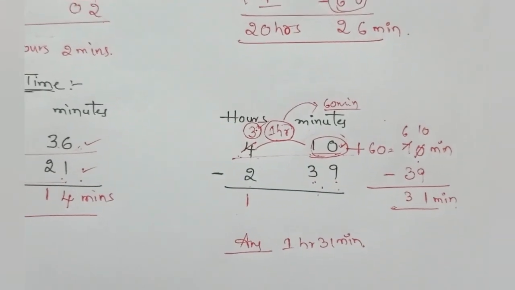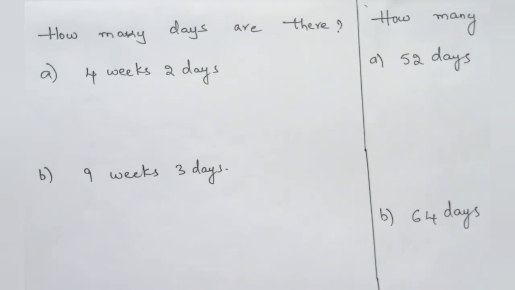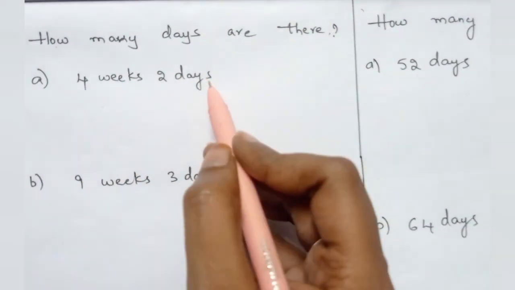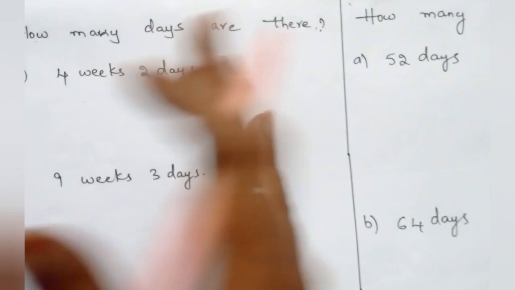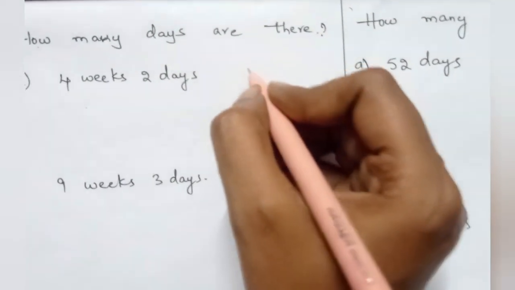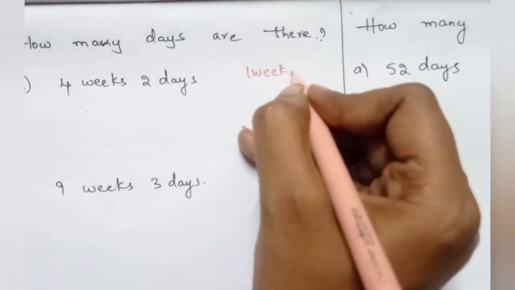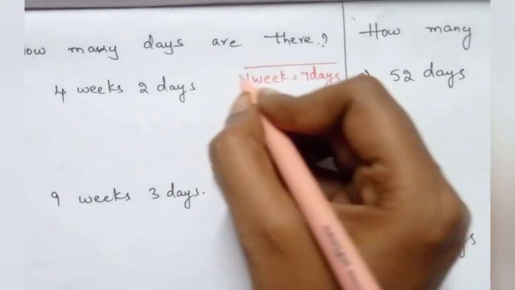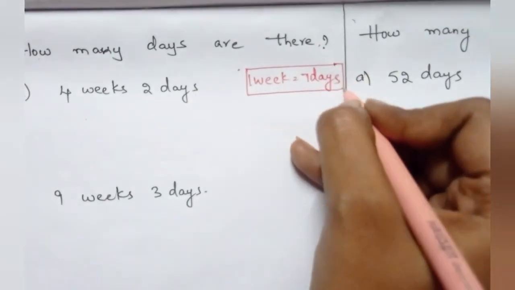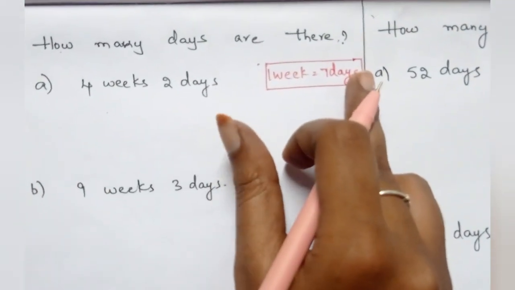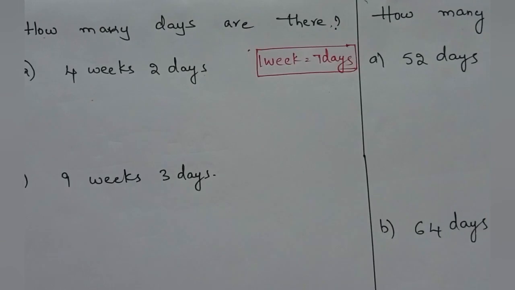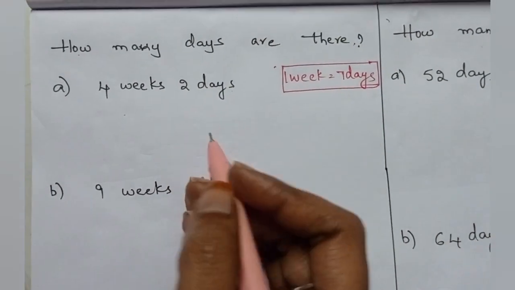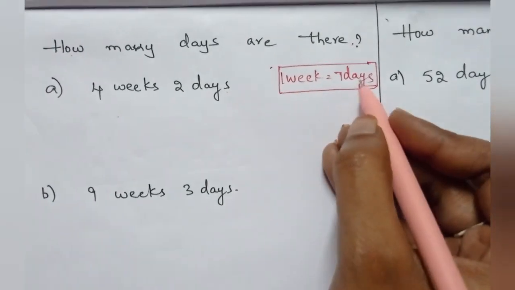Right? Let's get into another topic. The next one we are going to learn is how many days there are in 4 weeks 2 days. Before doing this kind of problem, you should know 1 week is equal to how many days. 1 week is equal to 7 days. Even a small kid can say that. I know that you people are a little bigger, so you can answer me. When you are doing these problems, note it down: 1 week is equal to 7 days.